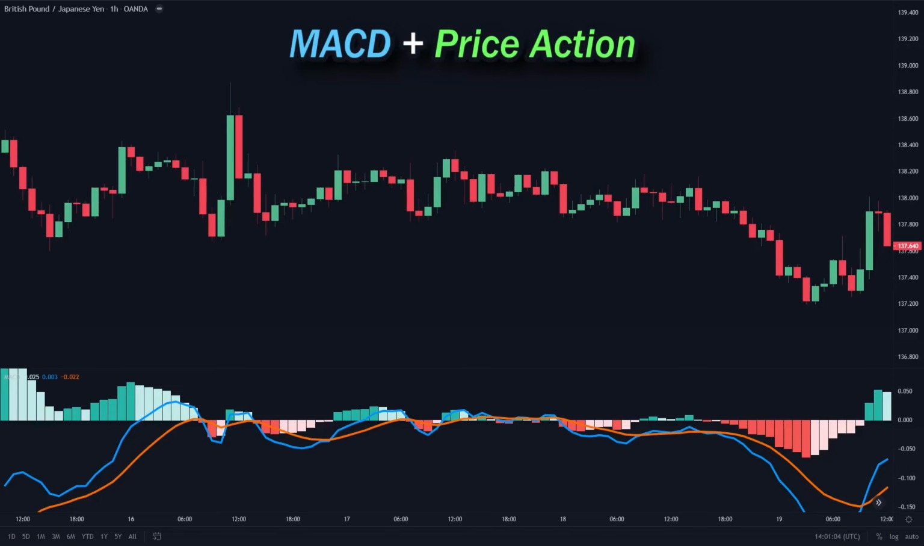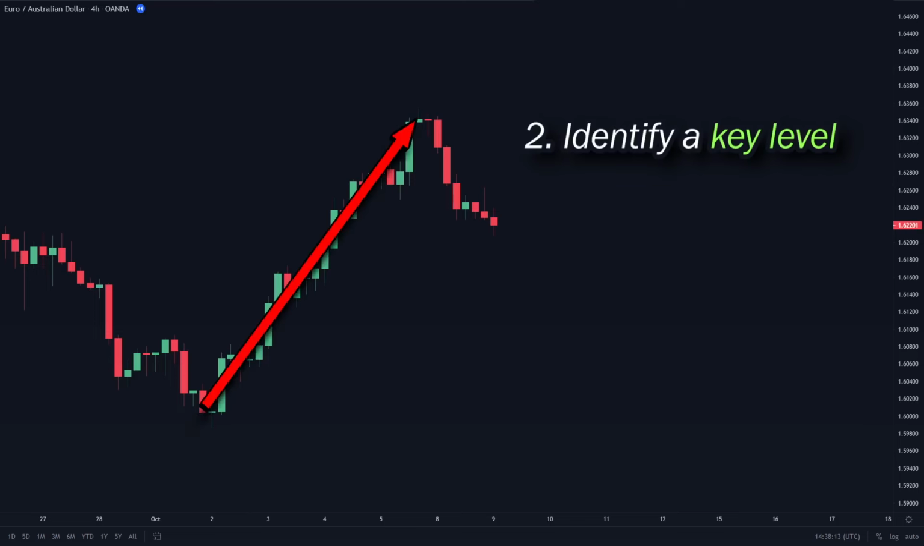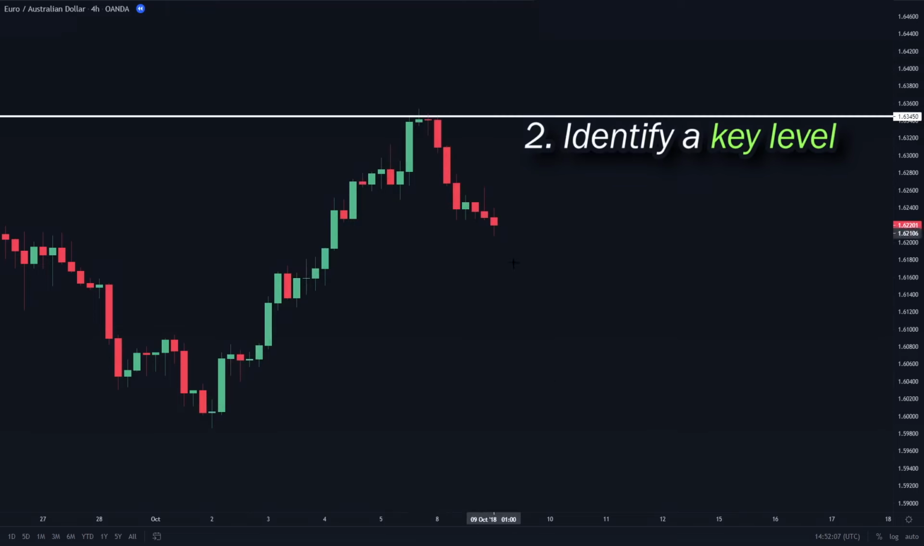Here's how the strategy works. The first step is to choose a time frame. In this case, we are using the 4-hour time frame. Next, identify a key level within this time frame. As you can see, the price went up, hit, and reversed downwards. So we can draw a resistance line here.